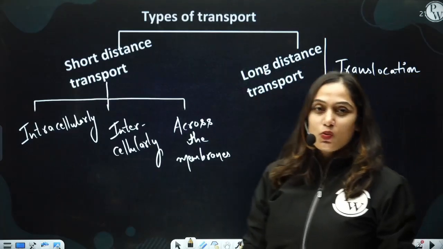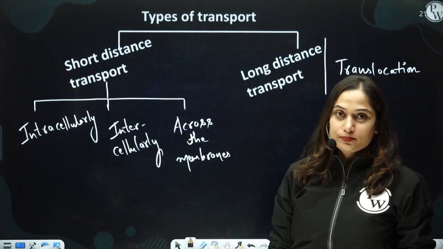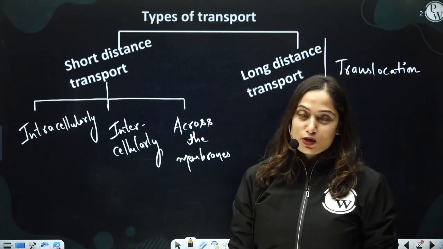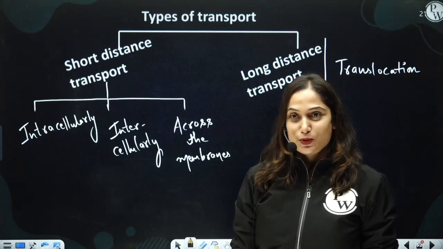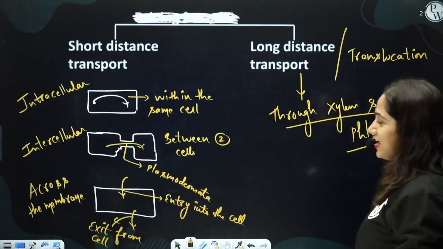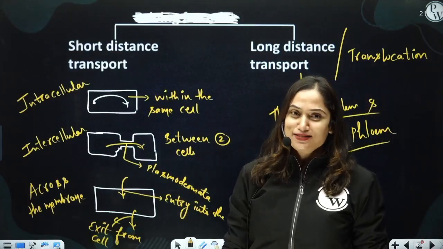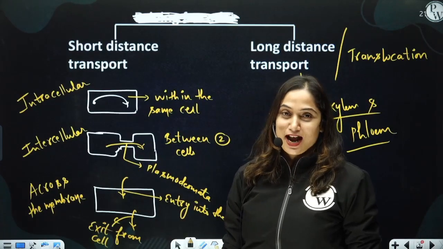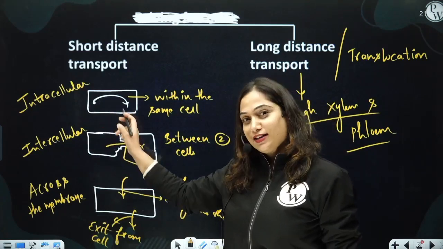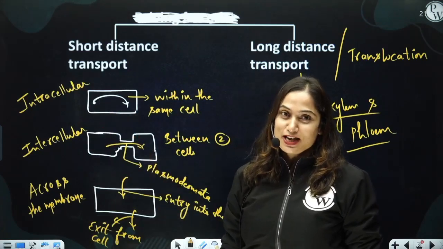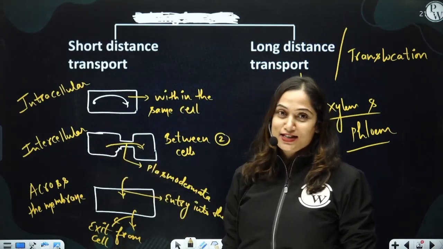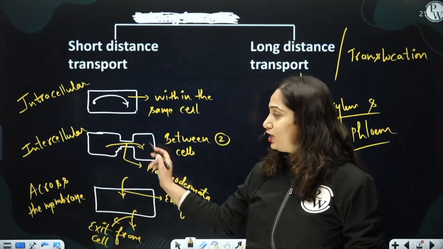And the chapter starts with the types of transport. In the plant, two types of transport are there: short distance transport and long distance transport. Now, what is the meaning of short distance transport? The short distance transport can be intracellular, that means within the cell. From one part of the cell to the other part of the cell is intracellular short distance transport. Then it can be intercellular, that means between two cells.